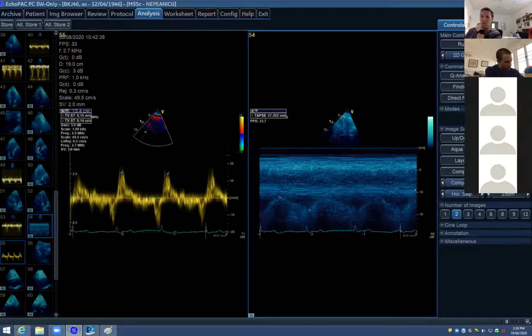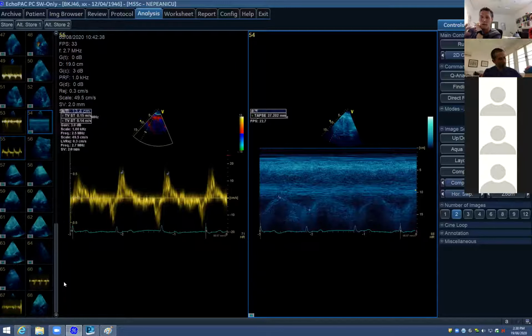So in summary, what would you say with this guy with his terrible looking chest X-ray? I'll see if I... oh no, I've lost it again. With his terrible looking chest X-ray, and that was his echo, what would be your overall conclusion, please, Emma?